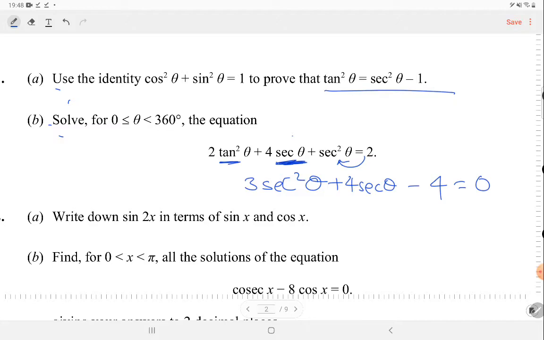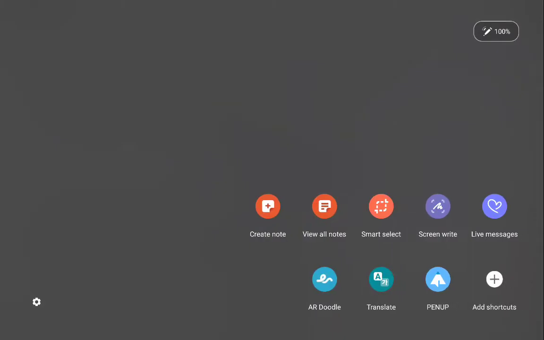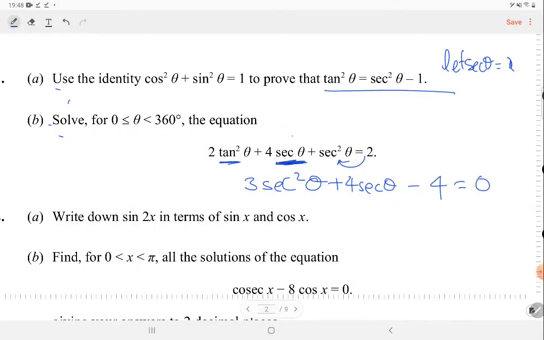Now what you can do is substitute. You can just let sec theta equal x. You basically just substitute that, and that can make your life much easier.